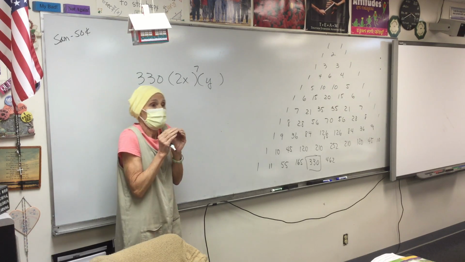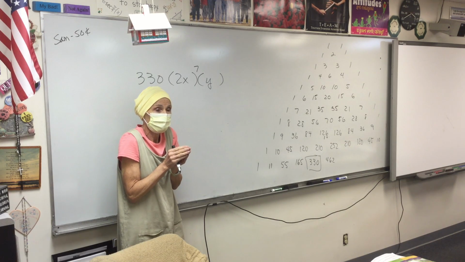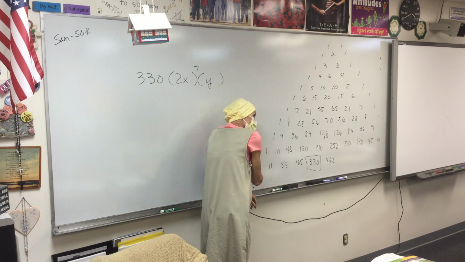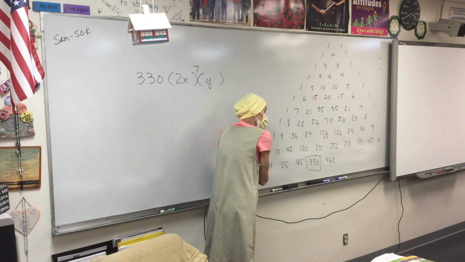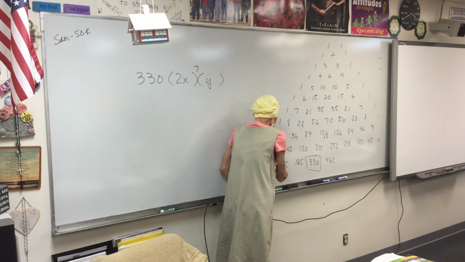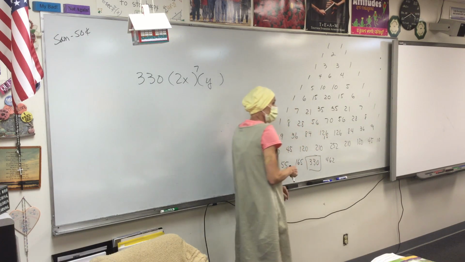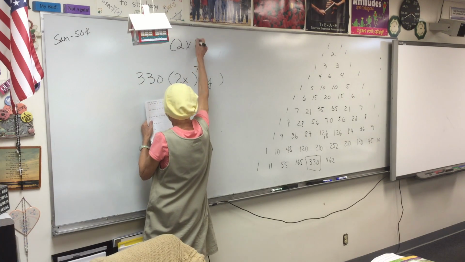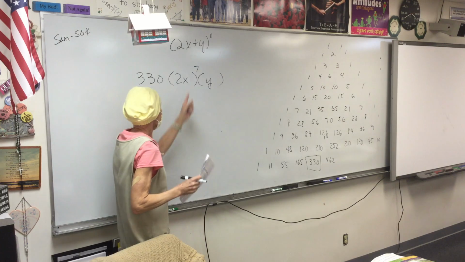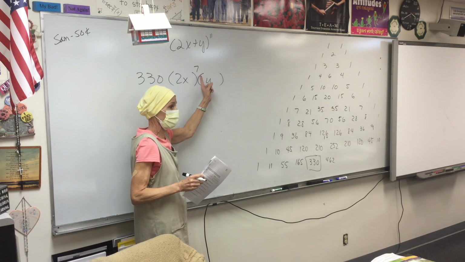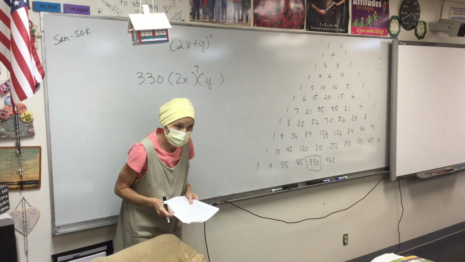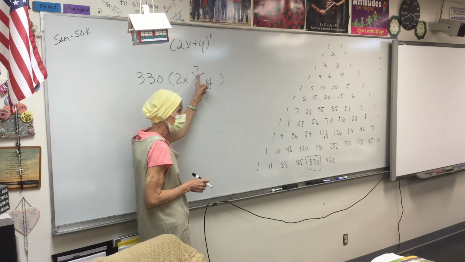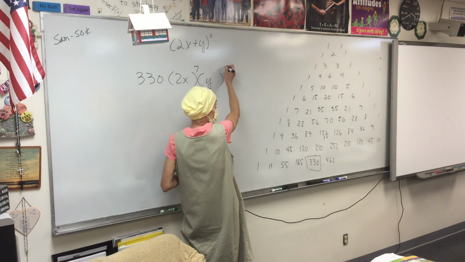It says I only want the fifth term. So in the first term, the power would be 11, and then it goes down to 10, 9, 8, 7. Now, we are raising this to the 11th power. So what do we know about these two exponents? They should add up to 11. That means that if we have counted and gotten 7 here, then this has to be 4.